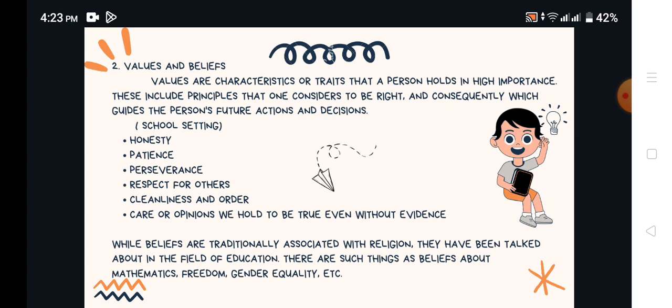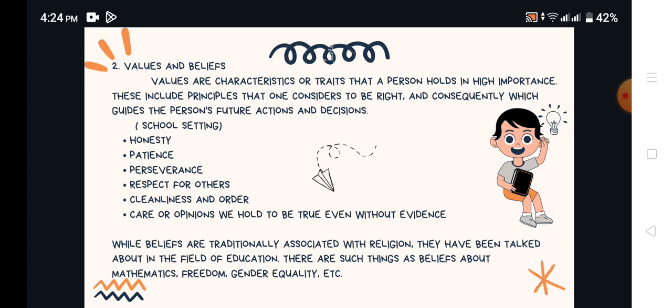In school setting, values are included in the curriculum, so us teachers will be able to promote these values in students, and these are honesty, patience, perseverance, respect for others, cleanliness and order, care or opinions we hold to be true even without evidence. So see, these values are really promoted in school, and we all know that since we have experienced that in school.